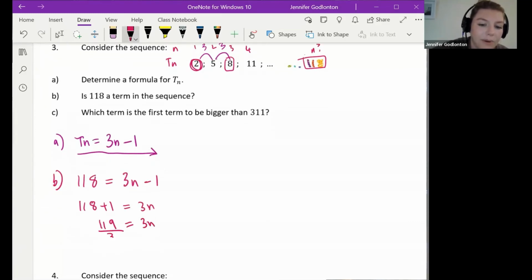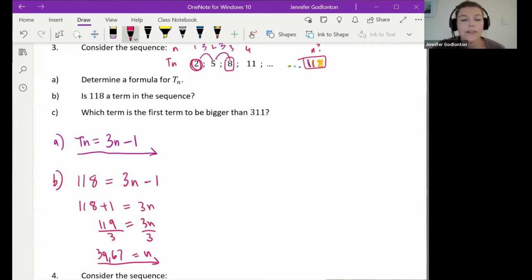Now, if I divide both sides by 3, I'm going to get a decimal. Let's figure out exactly what our decimal is going to be. I'm going to get 39.67. Now, because n is not a whole number, it means that it is not in the sequence.